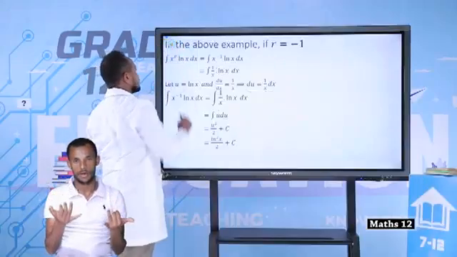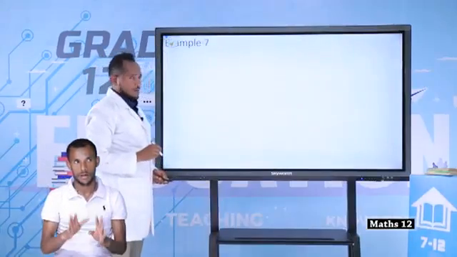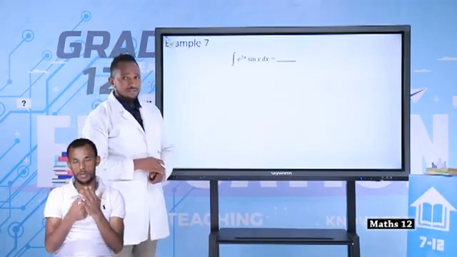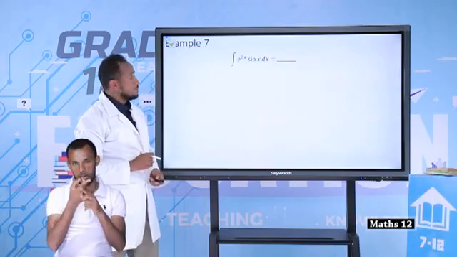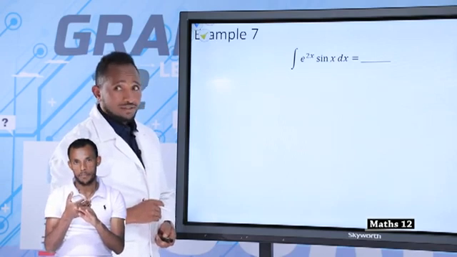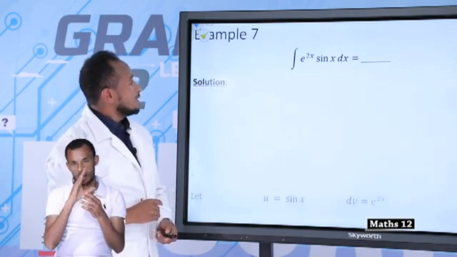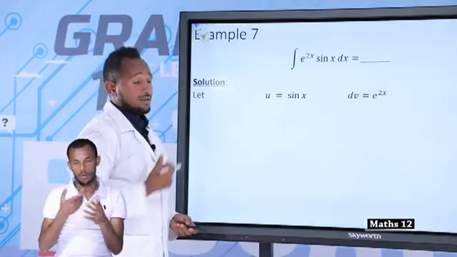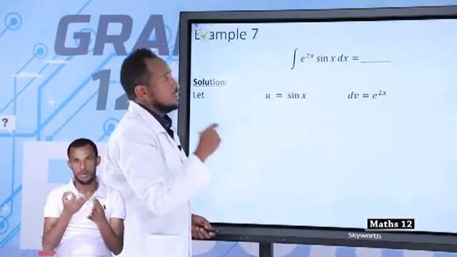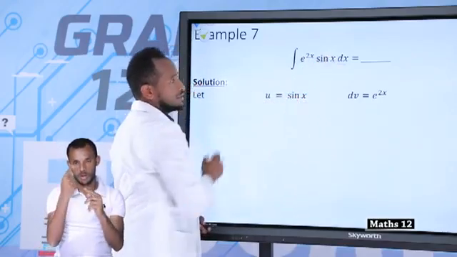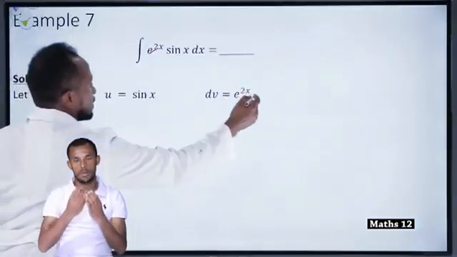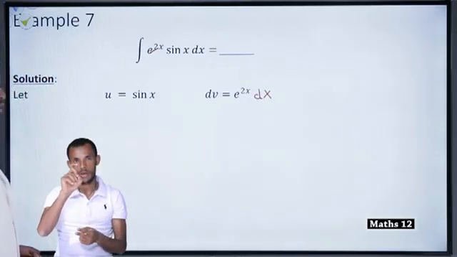Now let's add more examples. Let's see this one. This example is a little bit different from the previous examples. So please just listen to me attentively. As we listed in the guideline, when you face such an expression, you have to let u be the trigonometric part and dv be the other part, e raised to 2x times dx.